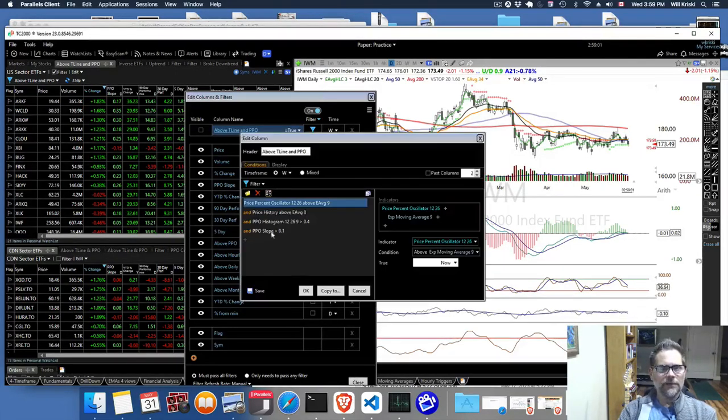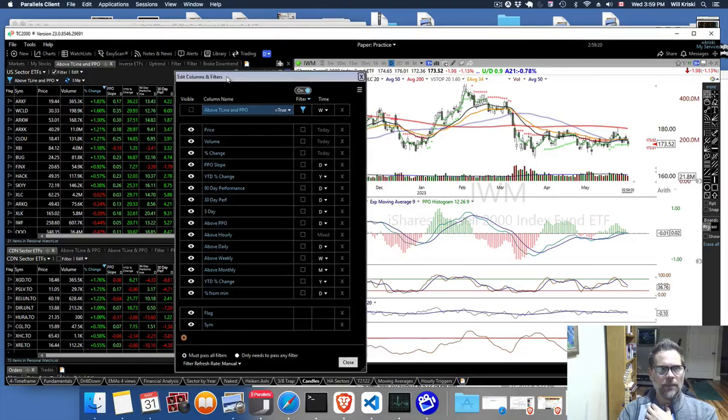If I click on this, you can see that I've got the price percent oscillator is above the moving average, the 9-day moving average. The histogram is above the exponential moving average 8. The slope of the PPO, which is the momentum. So I've got a bunch of criteria. And that's how you do it now.